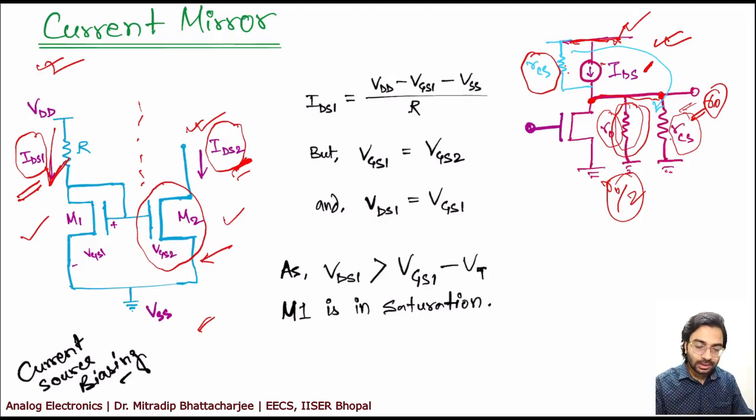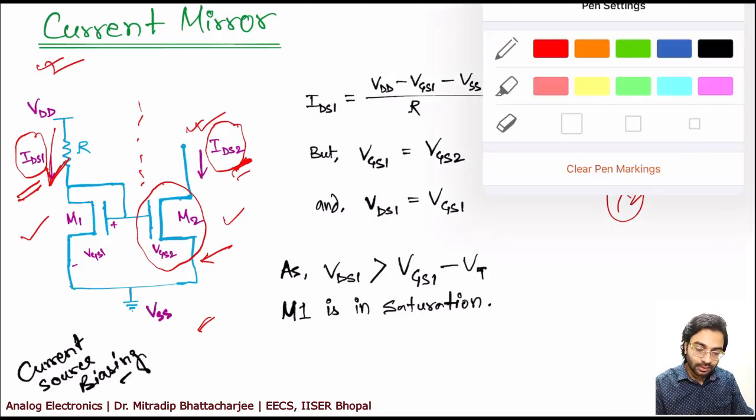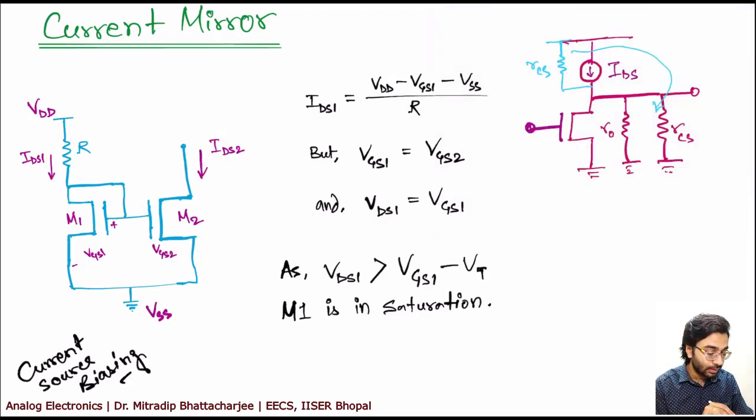Now if you look at the circuit, the gates of both the transistors are shorted, and the source and drain and gate is also shorted for the left one.